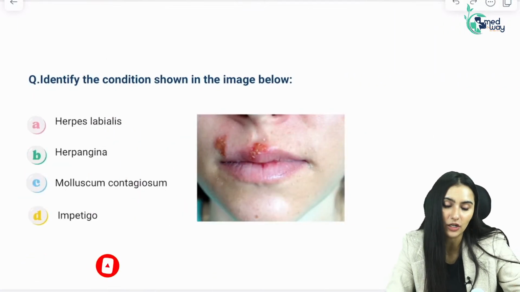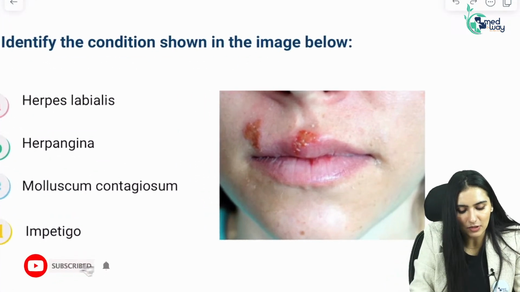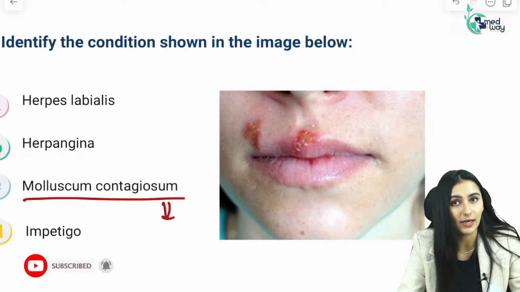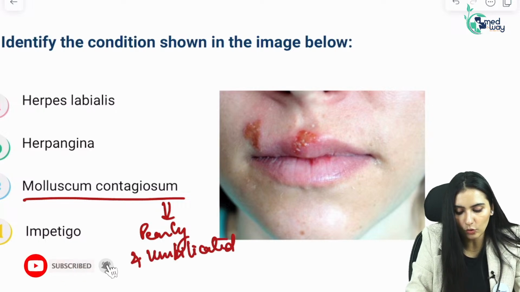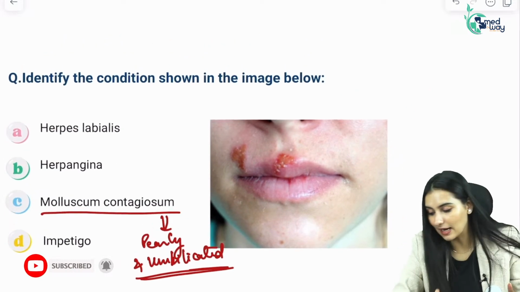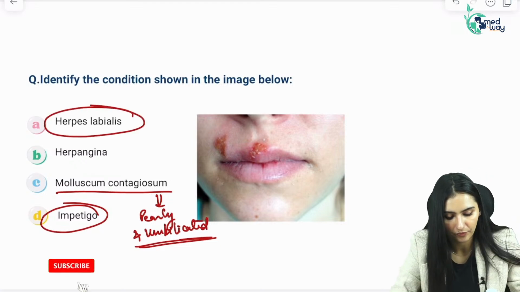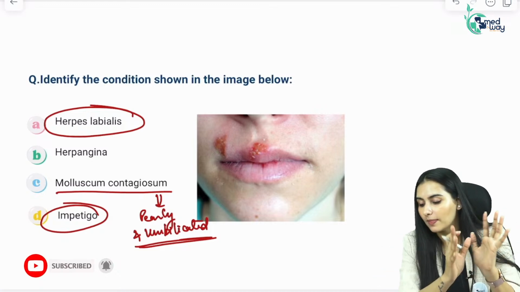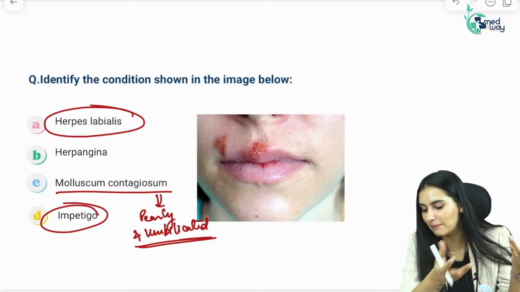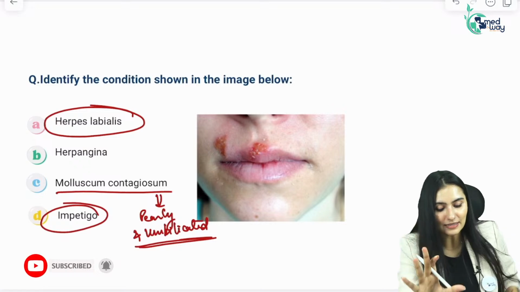Next question, identify the condition shown in the image below. We have seen molluscum contagiosum. It does not look like that. What is it? It is pearly and umbilicated. The two things you can be confused between, and that is acceptable, are impetigo and herpes labialis. Nothing else you should confuse it with. At your stage they can look a little confusing and people have answered A and D. So, I understand. Let me tell you how to understand what is the right answer.